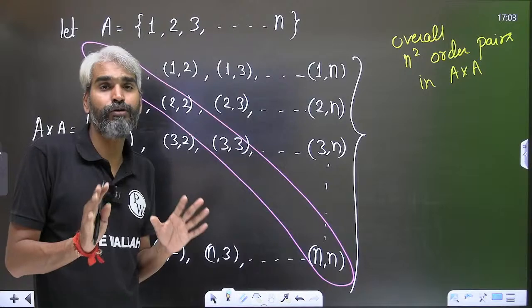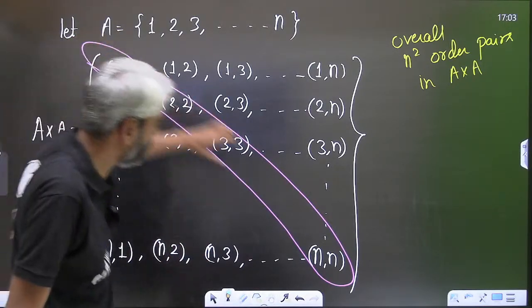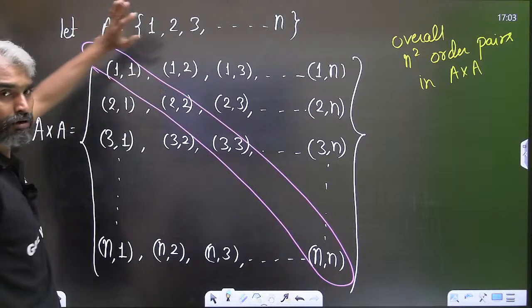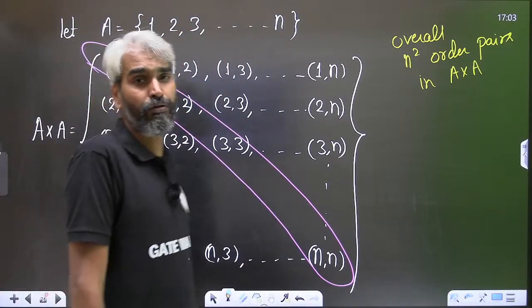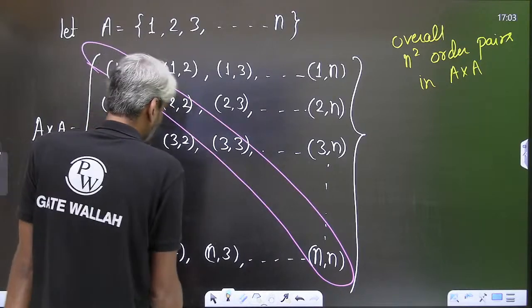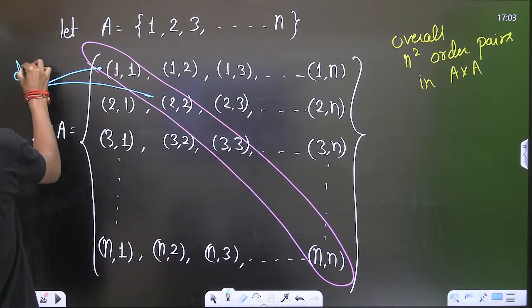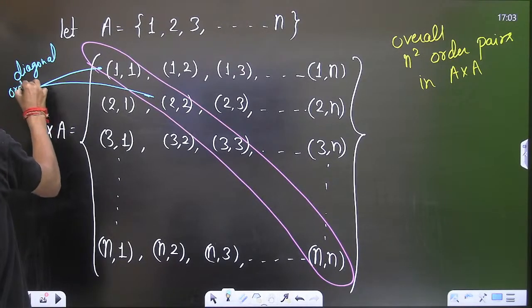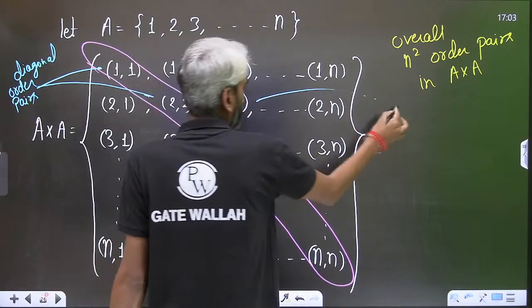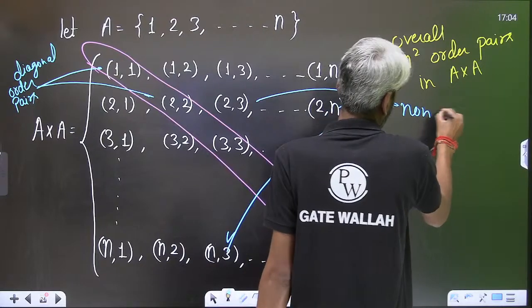All the diagonal ordered pairs should be present, and the remaining ordered pairs are known as non-diagonal ordered pairs. So let's try to understand. For the purpose of explaining the concept, I will name them as diagonal ordered pairs, and every other ordered pair will be known as a non-diagonal ordered pair. These are the diagonal ordered pairs, and these are nothing but non-diagonal ordered pairs.